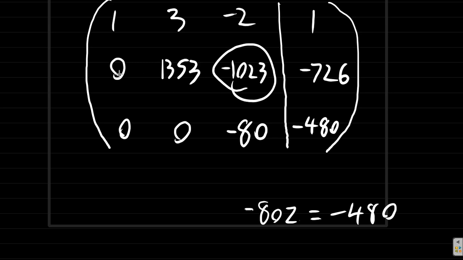We didn't have x here, so we had 1353y plus that, and so on and so forth, to find our y. Then we had our 1x plus 3y minus 2z, and we put in our y and z to find x.